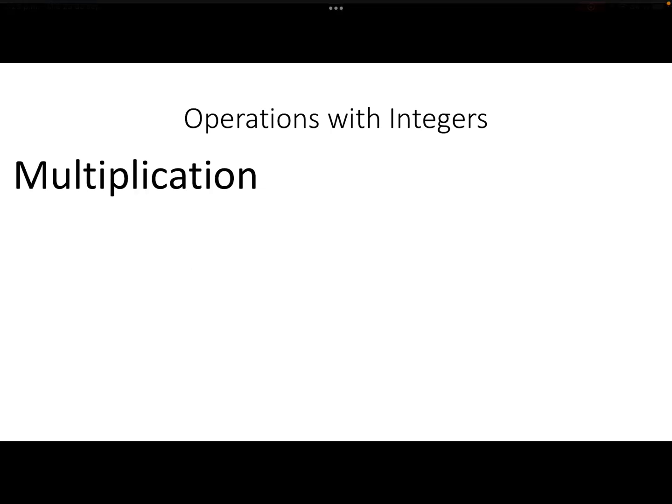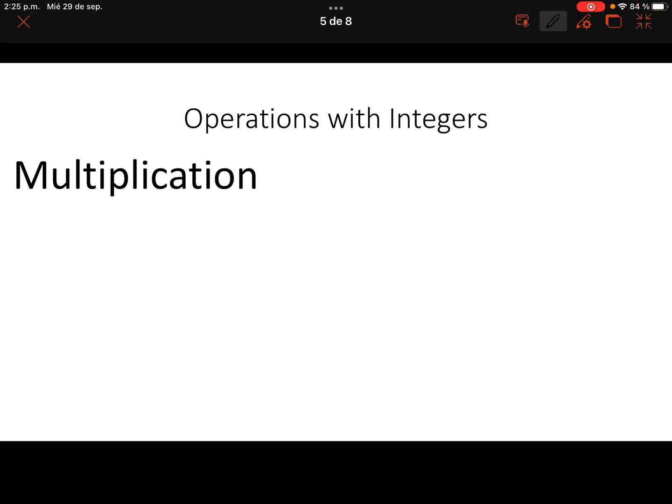Okay, let's continue. Let's talk now about multiplication. The rule for multiplication is really simple. To multiply two integer numbers, we have two cases. One more time, same signs and different signs. Let's consider here same signs. Then -3, for example, times -2.